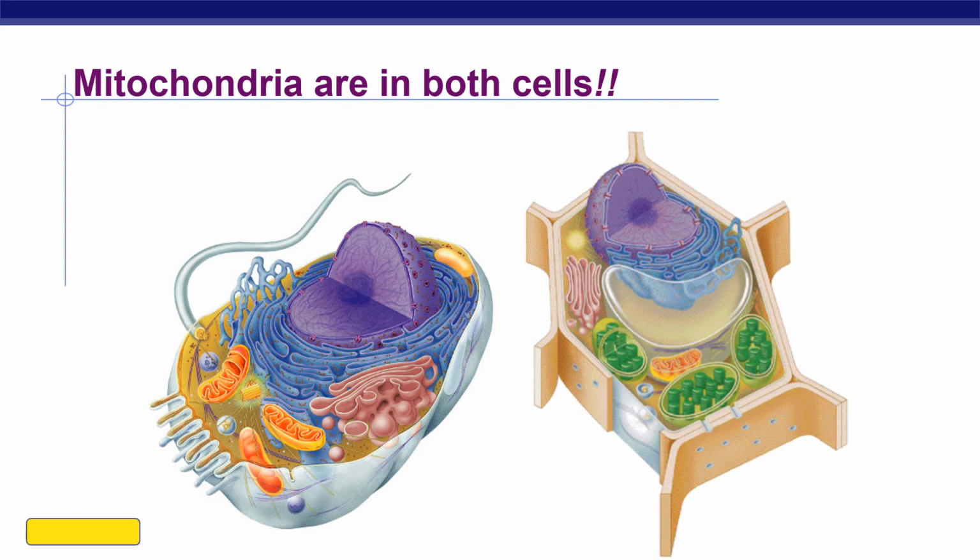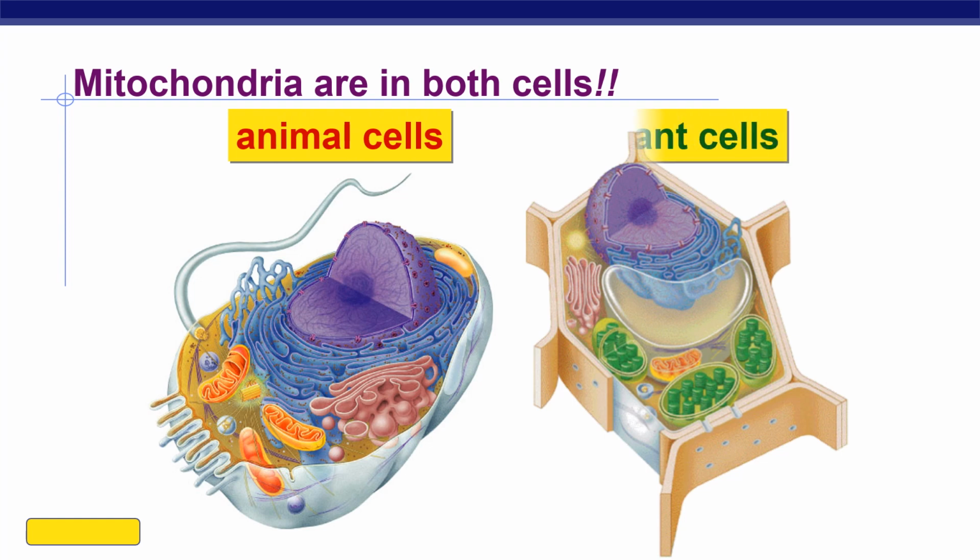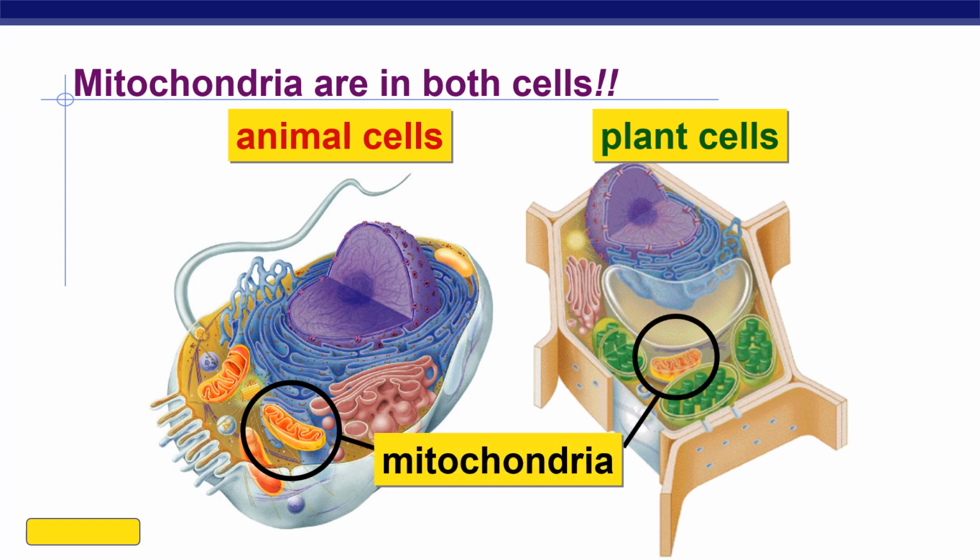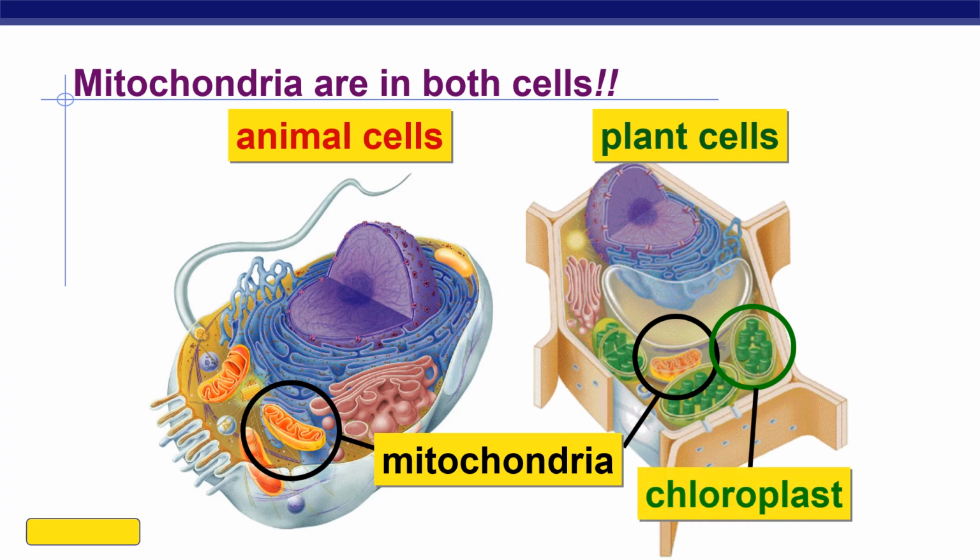Mitochondria are in both cells, both in plant and animal cells. So look at the orange ones. Those are what we call the mitochondria. There you have it, guys. While the green one, which is only found in plant cells, you call that as the chloroplast.